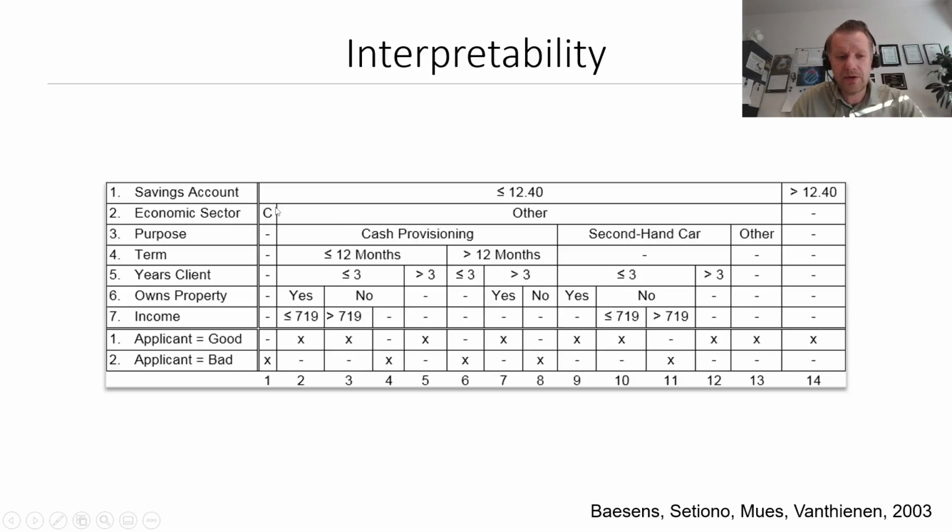If it's another sector, we have to look at the purpose. If the purpose is cash provisioning, then we have to look at the term. If the purpose is second-hand car, the term doesn't matter, but we have to look at the number of years client. This is an example of a decision table that you navigate in a top-down way to come up with a classification whether the applicant is actually a good or a bad payer.